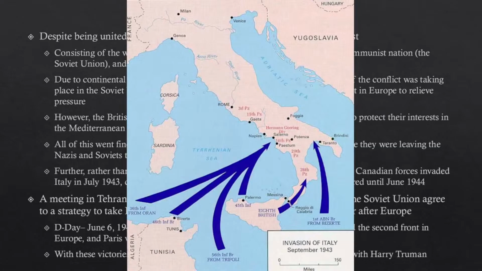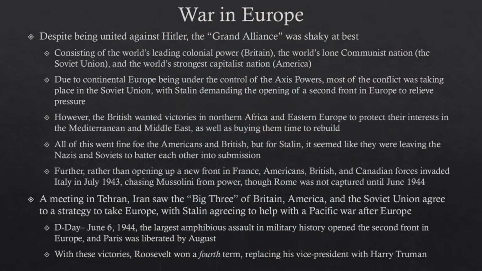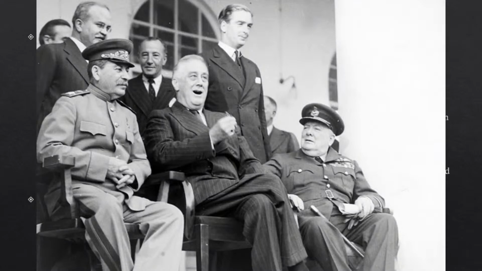So here's the invasion of Italy. Again, it took them forever to make their way north because of mountainous terrain and entrenched Italian soldiers. Not that the Italian army was especially well trained, but they had the terrain advantage. Here's the big three: Stalin, Roosevelt's having a good time, and Churchill being Churchill.